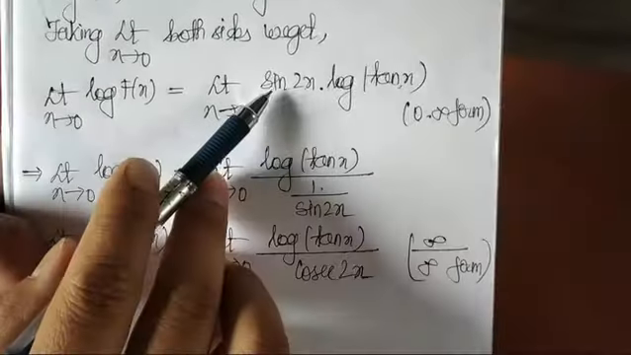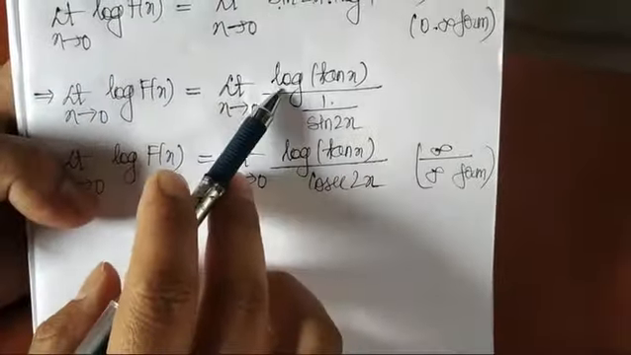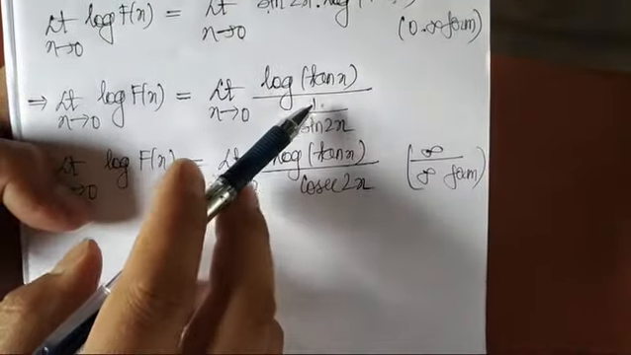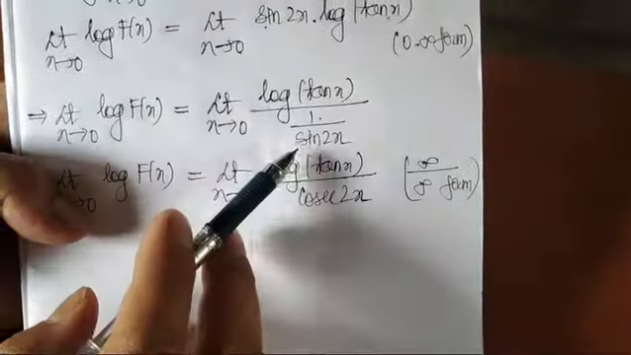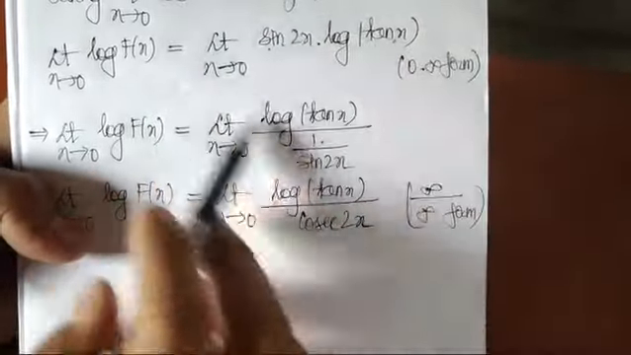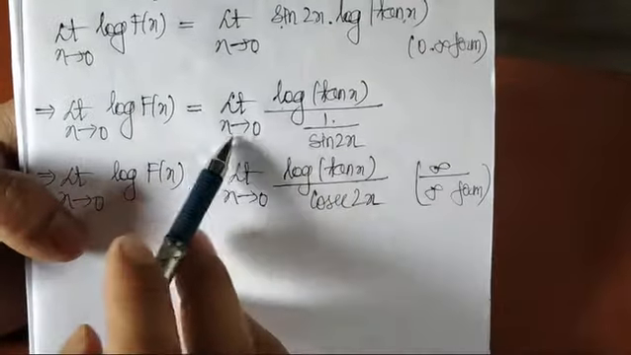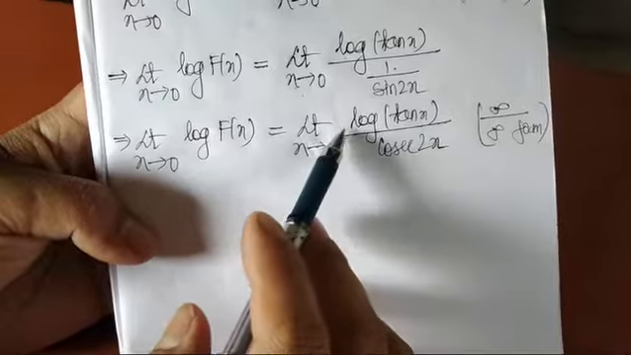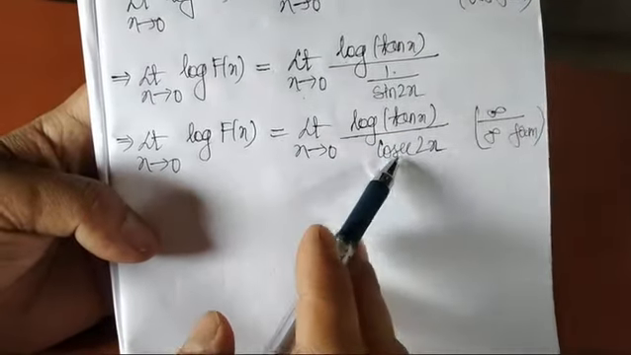Here also I can write this as log of tan x as it is, and then sine 2x as 1 by sine 2x. This goes in the denominator. Once it goes in the numerator, it gets multiplied and we get the same step again. So the next step, left hand side same, limit x tending to 0, log of tan x divided by 1 by sine, which means cosec.